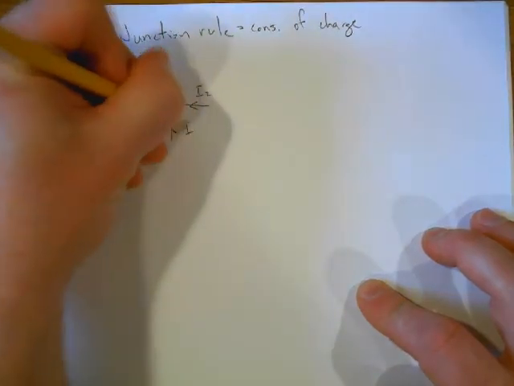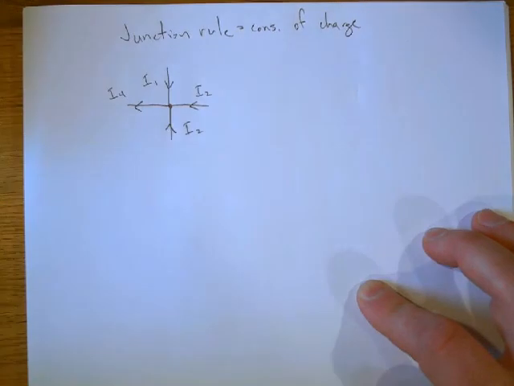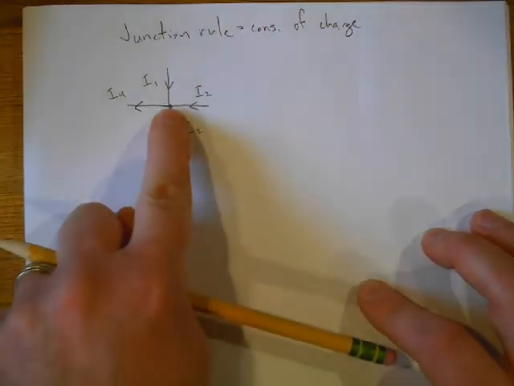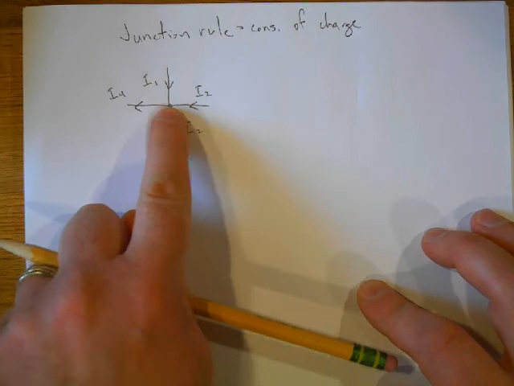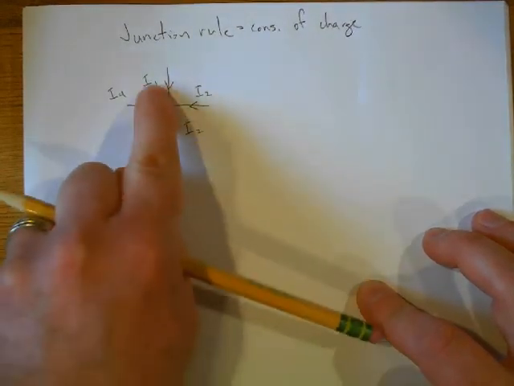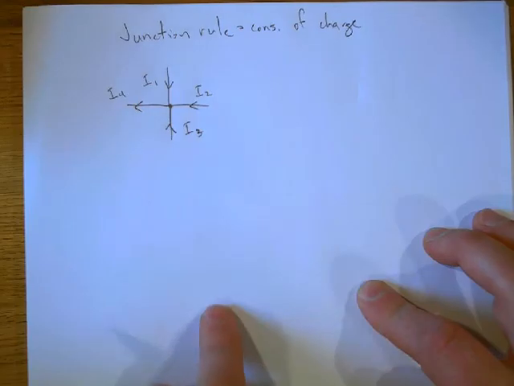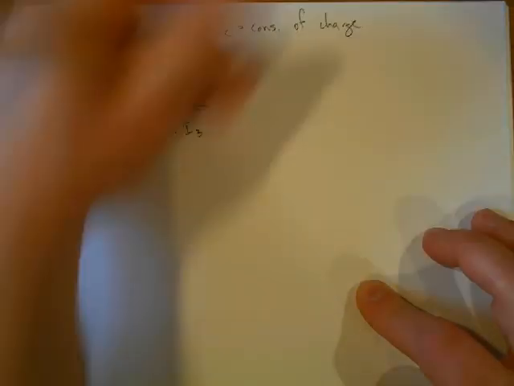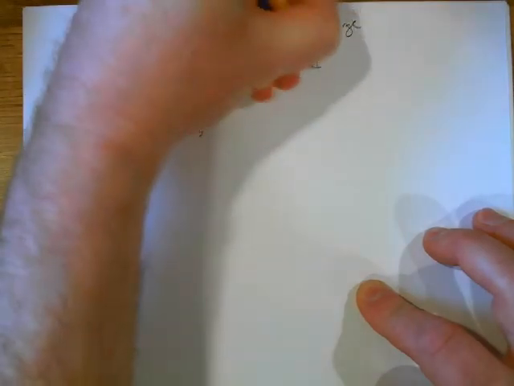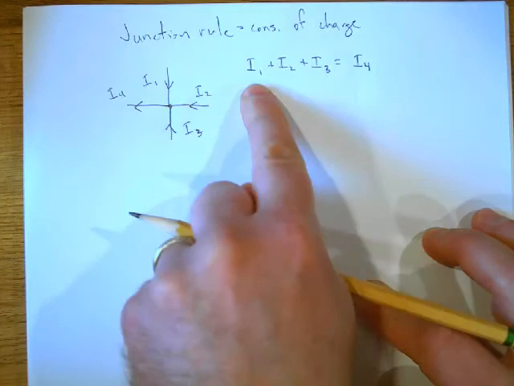So let's say I have current going this way, I have current going this way, I have current going this way, and then I have current going this way. And I said, hey, write an equation with this. Well, here's my junction. You would just go, whatever is coming in equals whatever is coming out. In this case, this is going in, this is going in, this is going in, this is going out. So for this particular problem, it would look like this.